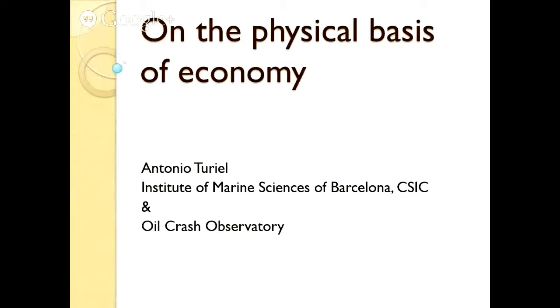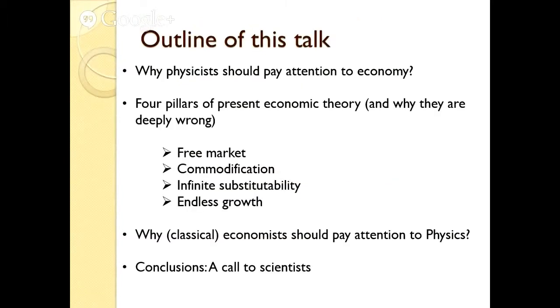So I'm going to go ahead with the talk. The talk is quite long, so please, if you have any question, interrupt me at any instance, okay? I am going first to explain why physicists should pay attention to economy. And then I'm going to discuss in detail the four, these are not all the pillars of a modern economic theory, but they are four fundamental ones, and why they are deeply wrong.